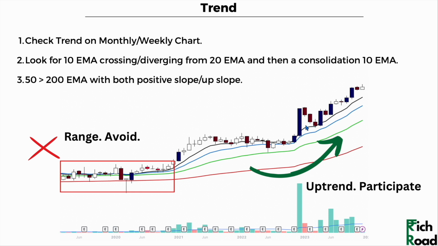Along with this, you have to see that your 50 is greater than 200 of the monthly or whatever time frame it is, with both the slopes being positive. 50 and 200 should have a positive upslope. Why is that? Because 10 and 20 can be above each other even when they both are below the 200-day moving average. And that is not what you want, as I've explained. So you want these conditions to be fulfilled on the monthly.